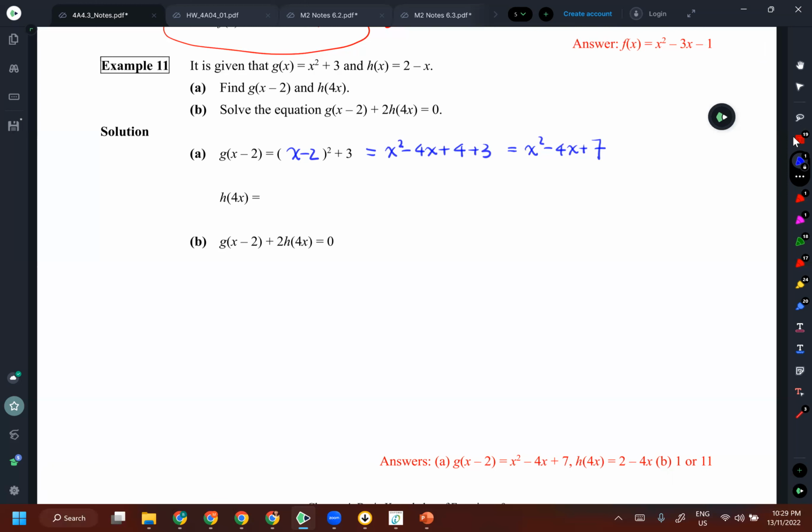Second, h of 4x. Where it was 2 minus x, with x replaced by 4x, you have 2 minus 4x. This one is already simplified.